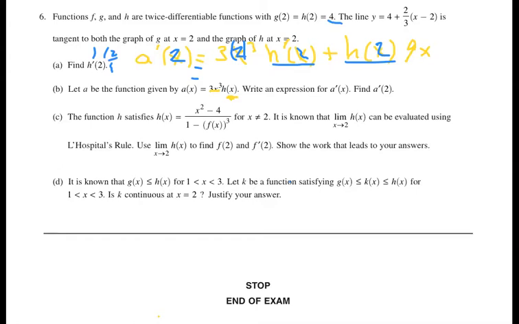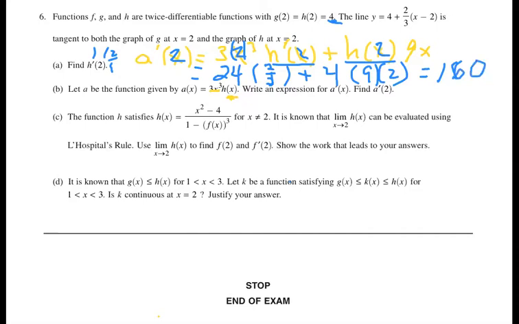Let's see, 2 cubed is 8. 8 times 3 is 24. And h prime is 2/3. And then we have plus h of 2, which they gave us up there again is 4, times 9 times 2. And that right there is good enough for the answer. If you went ahead and solved that, you would get 160.